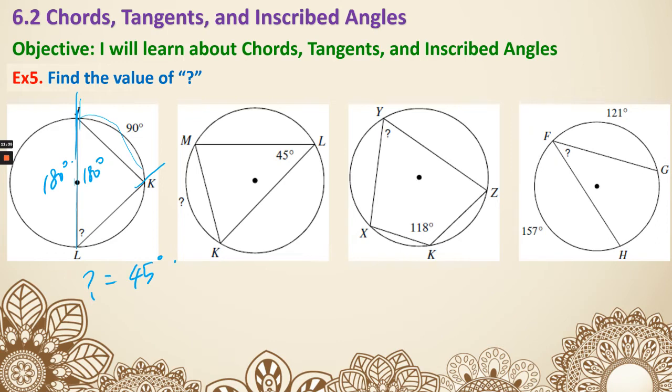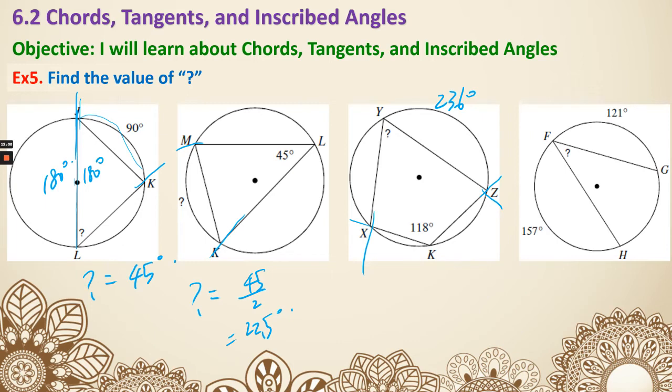Next one, question mark is right there. 45 is facing the question mark, so you just need to divide it by 2. 45 over 2 is going to be 22.5. Next, we have a question mark, but this time the angle that is facing is not given. Here's the angle. However, you're given the other side, which is 118. So if that angle itself is 118, that means the arc is going to be twice of that, which is 236 degrees.